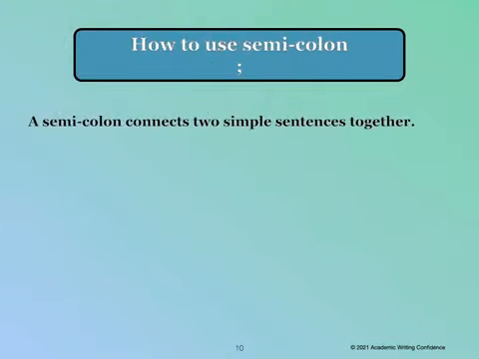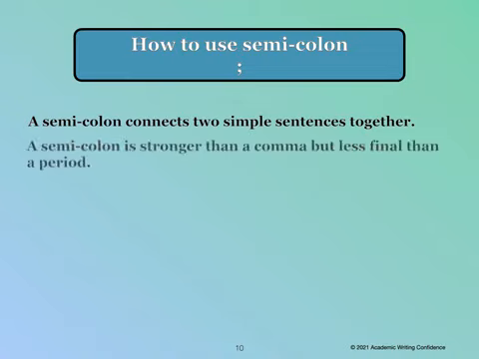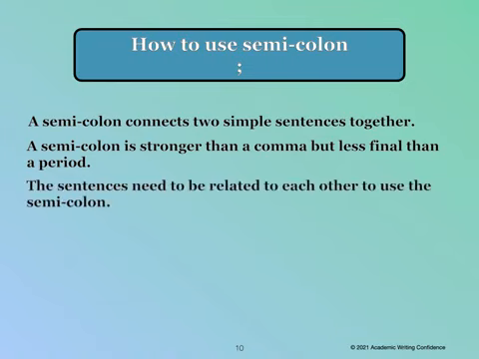Now let's talk about the semicolon. A semicolon connects two simple sentences together. Now, a semicolon is stronger than a comma, but less final than a period. And when using a semicolon, the sentences need to be related to each other.